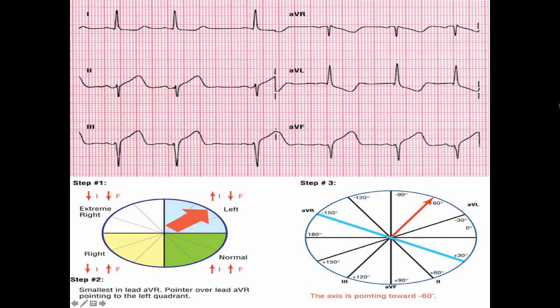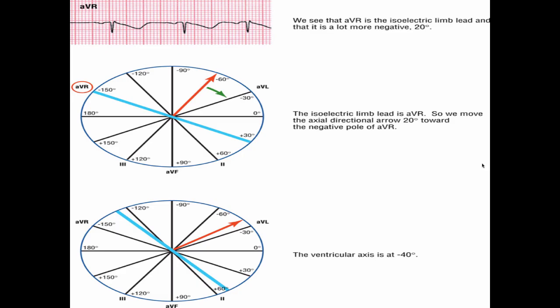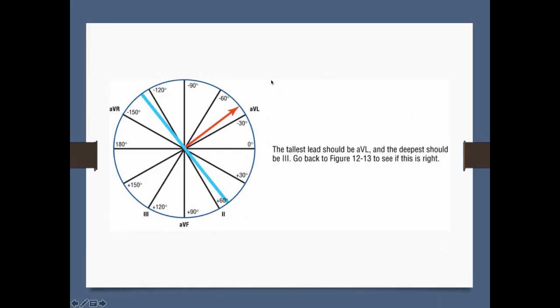And then in example 3, we ended up in our left axis quadrant area. Lead 1 is up, AVF is negative. We are there in the left. We picked AVR again as our isoelectric lead. We drew our arrow into the left quadrant area. We started out at negative 60 degrees. We said AVR is completely negative, so that's a negative 20 degree adjustment. We're going to go away from AVR. So we ended up at negative 40 degrees. If we are at negative 40 degrees, our closest lead to that arrow is AVL. That should be the tallest.